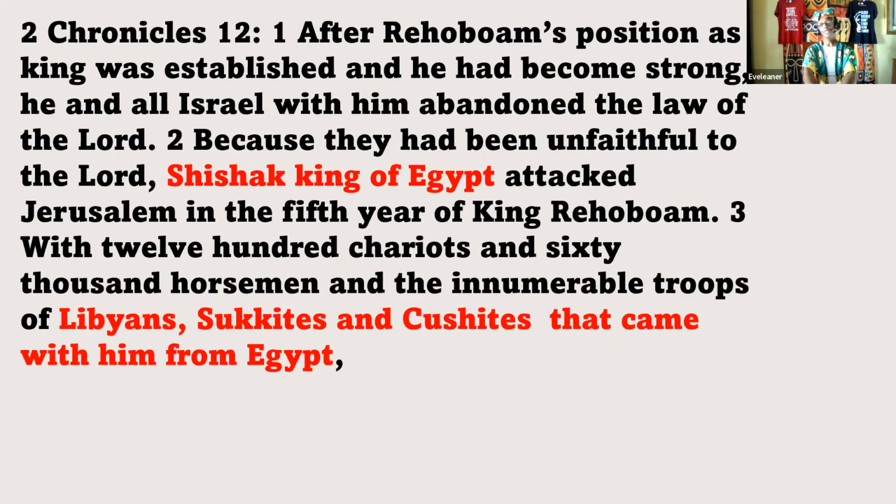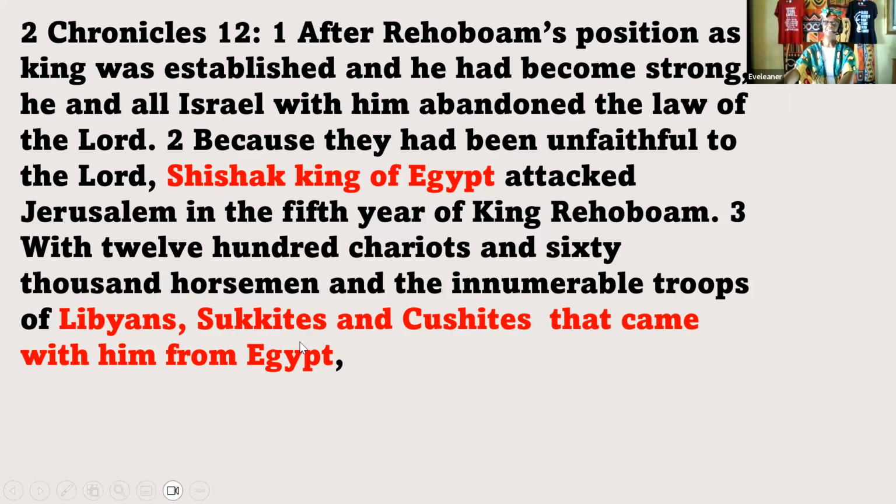So in 2 Chronicles 12, it tells us after Rehoboam's position as king was established and he had become strong, he and all Israel with him abandoned the law of the Lord, because they had been unfaithful to the Lord. Shishak, king of Egypt, attacked Jerusalem in the 5th year of King Rehoboam with 1,200 chariots and 60,000 horsemen and the innumerable troops, all of these are of African descent.